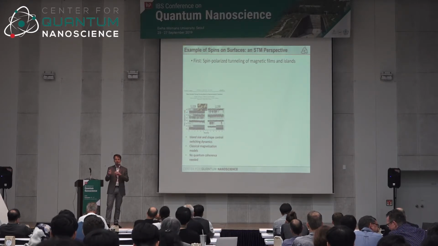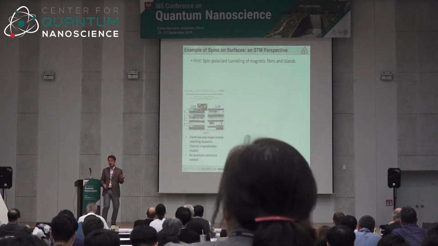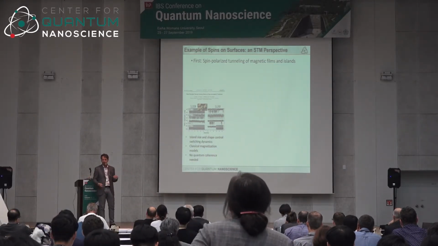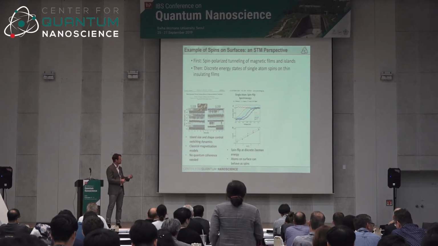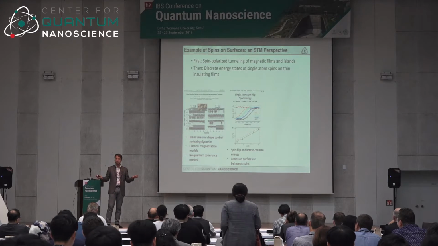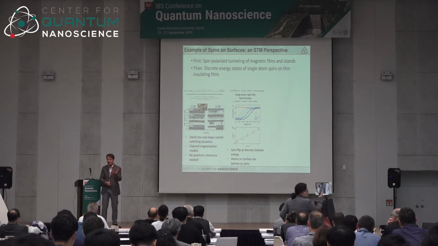The magnetization can be stable or not, switch with temperature and size control. Definitely nanoscience, but no quantum coherence in the system. Then we found out that individual atoms on these surfaces can have discrete energy levels. We can see the spin states, the quantum states of these, so this is probably a step in that direction.